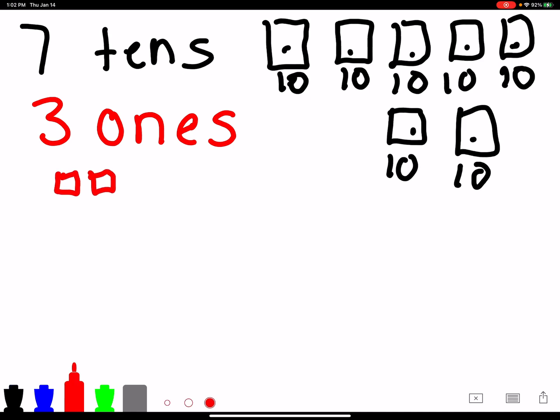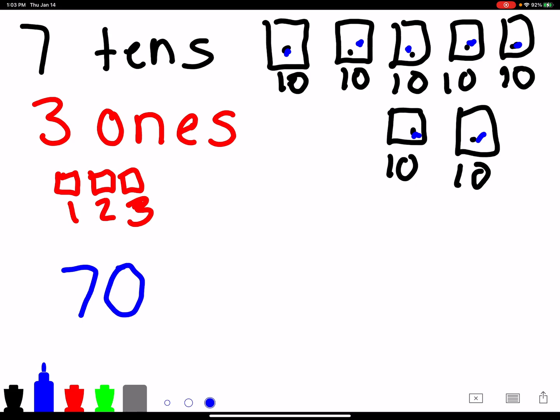1, 2, 3. 1, 2, I forgot about the 2. 1, 2, and 3. There we go. So we have 3 ones. If we add the 7 tens together, a quicker way would just be counting the blocks. So we have 1, 2, 3, 4, 5, 6, 7. We know 0 plus 0 will still be 0. So now we have 70, okay?